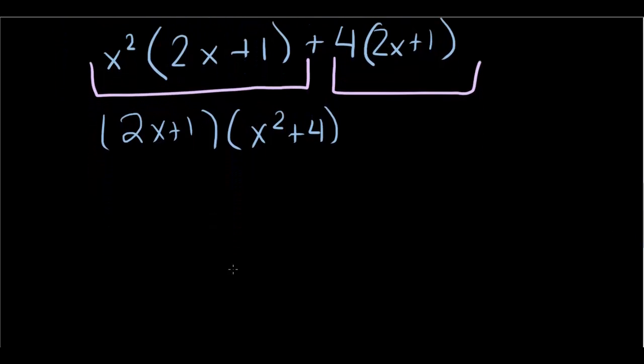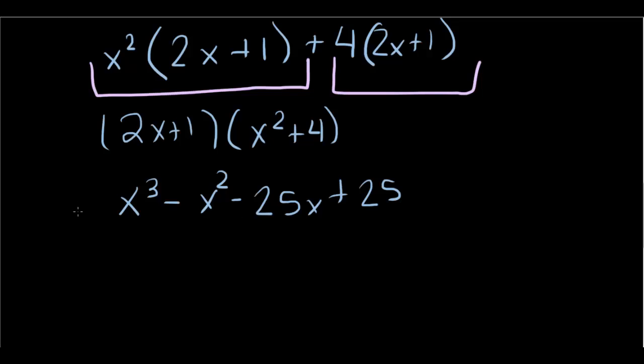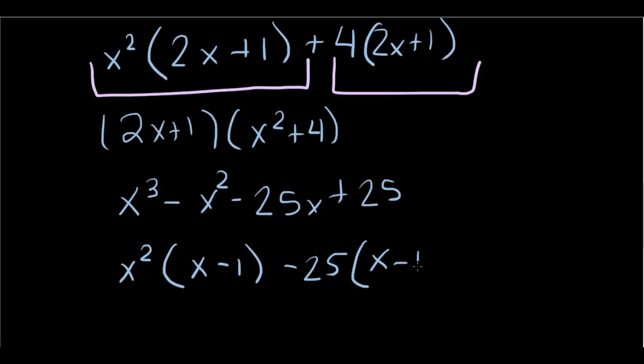Let's try one more. x cubed minus x squared minus 25x plus 25. So we group the first two and the last two. The common factor amongst these two is x squared. So inside of the parentheses I will have an x minus 1. The common factor amongst these two is going to be negative 25. So it will be x minus 1.